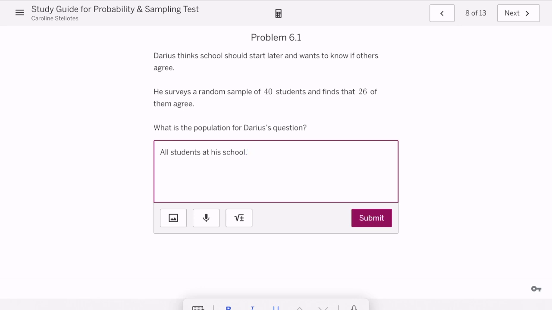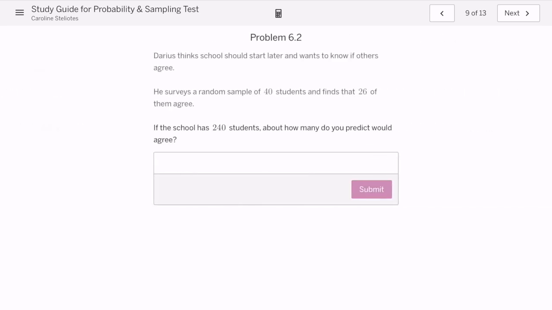That's not 40 students. It's probably much more than that. All the students at his school. It's not 26 students. This is the big group, and then we sample from that. So then we get to problem 6.2. Same setup. If the school has 240 students, how many do you predict will agree?